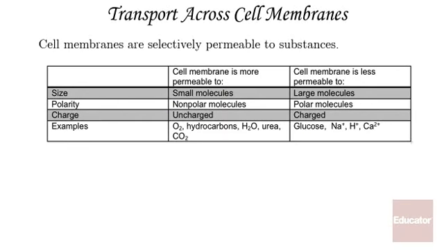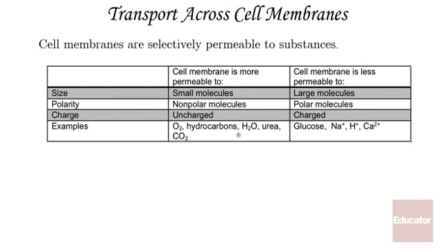Okay, so now we've looked at the structure of the cell membrane. Our next step is to discuss how substances are transported across the cell membrane. Cell membranes are selectively permeable to substances, as I mentioned. What this means is that some substances can cross more easily than others. Some substances cannot cross at all on their own. This allows the cell to control what enters and what leaves.